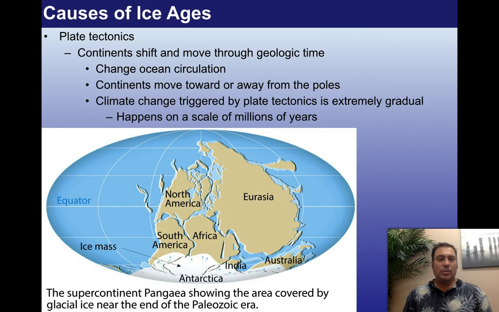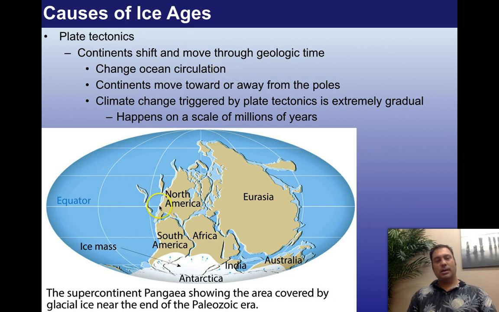So there are different ways that we can cause ice ages, right? So we can make the simple argument of plate tectonics. Plate tectonics is usually where we have to look to all of our questions first, and then we can start asking more sophisticated questions from that basis. So continents shift and move through geologic time. And what does that do? That changes ocean circulation, right?